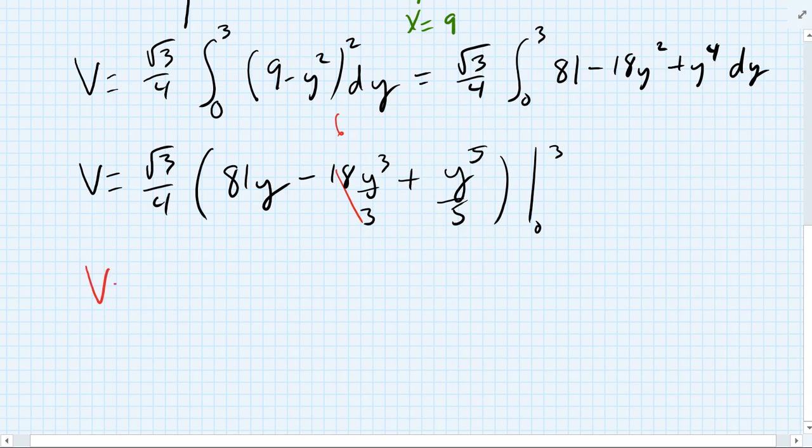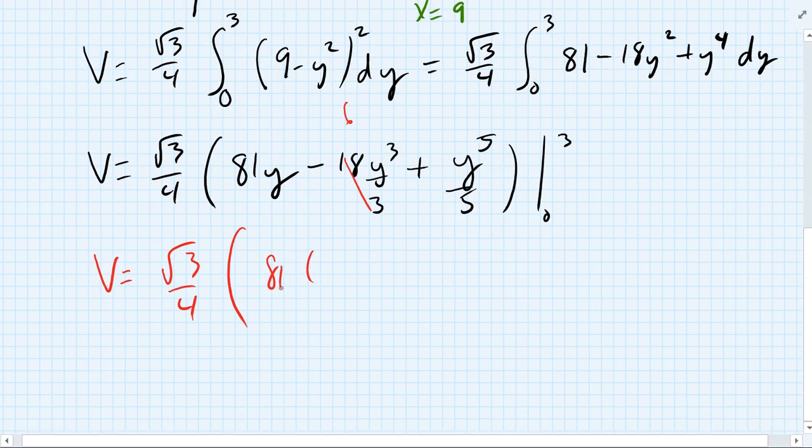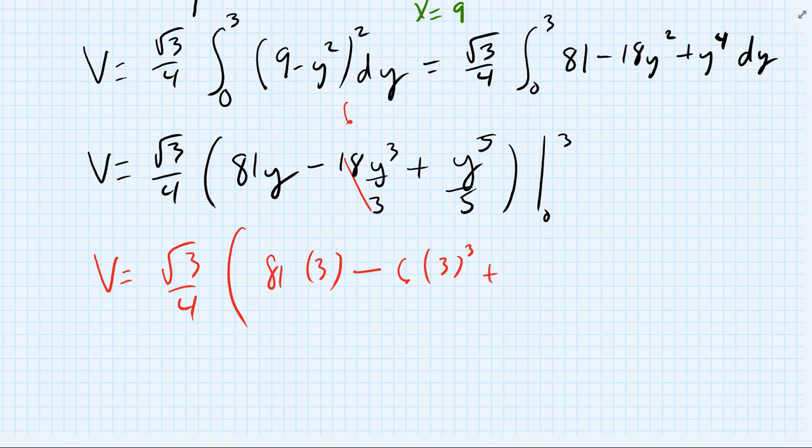And then our volume is equal to square root of 3 over 4 times 81 times 3. Just write it down. Oops. I can't talk and write at the same time today. 81 times 3 minus, okay, I got 6 times 3 cubed over 3. I want to make my life easier in just a second. The 6 was reduced. You don't have to divide by 3. Oh, you've already done it. You're right. We've already done it. Okay. Then this is 3 to the 5th over 5, minus 0.